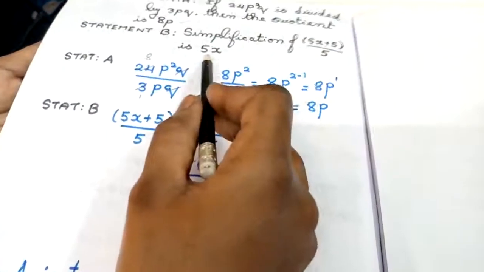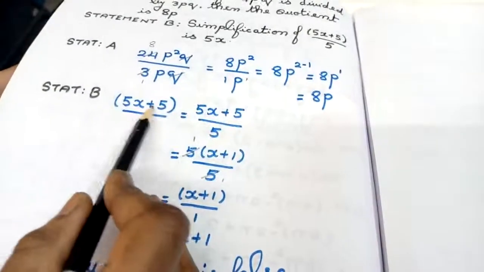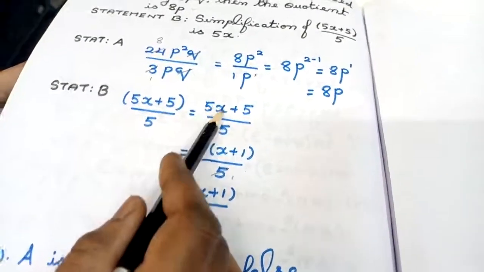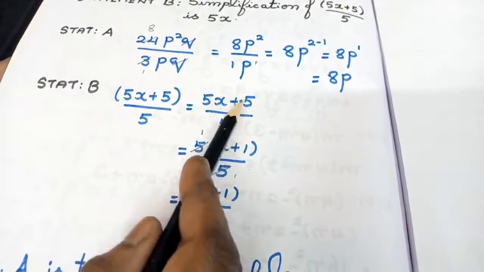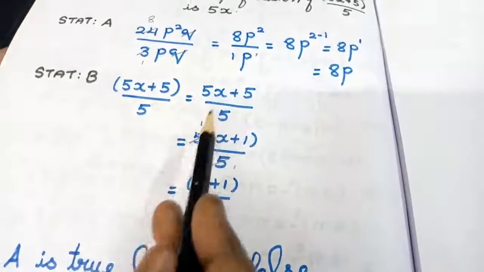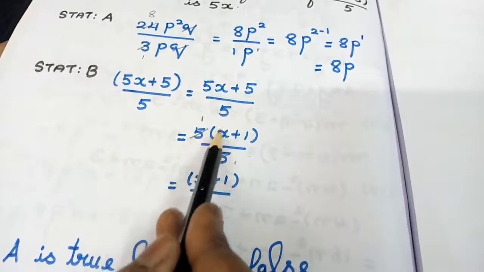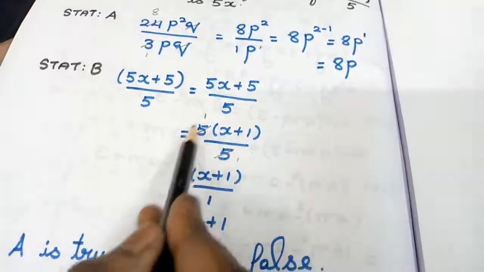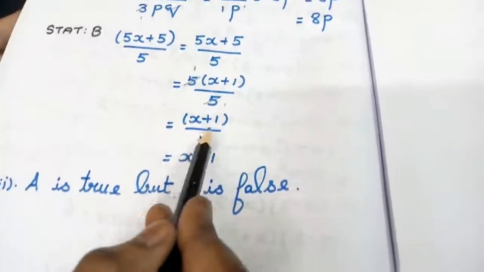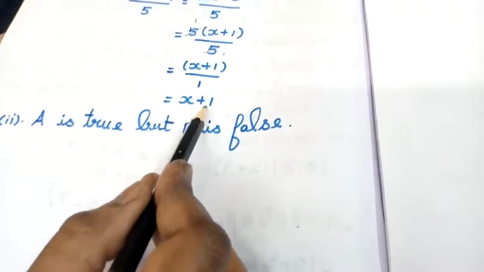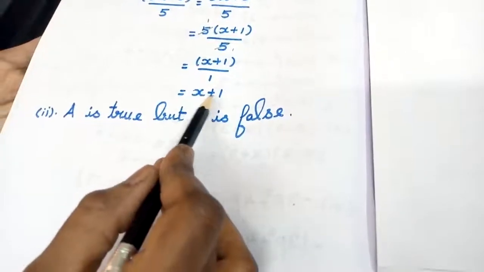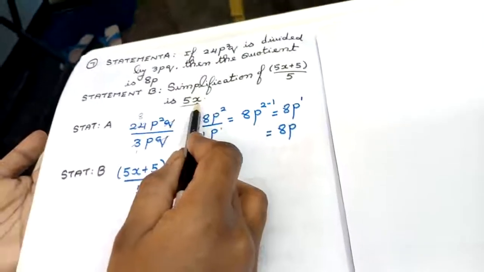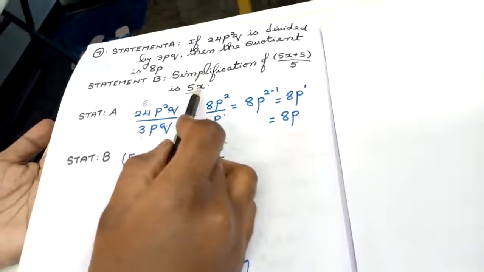Coming to statement B, they are asking you to simplify this one and they are telling that this is going to be your answer, 5x. 5x plus 5 divided by 5. Just remove the bracket. From this I am going to take 5 common outside. If I take 5 common outside means x plus 1 divided by 5. Cancel the value. I am getting it as x plus 1. But the answer given in your question is 5x. But what I am getting here is x plus 1. So statement B is false, since this answer is not possible.